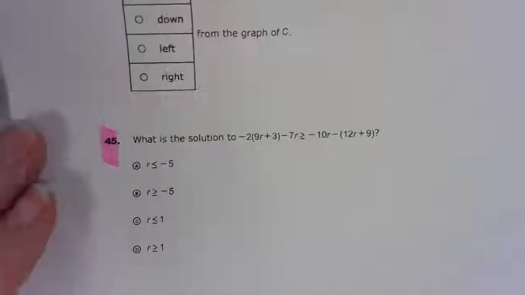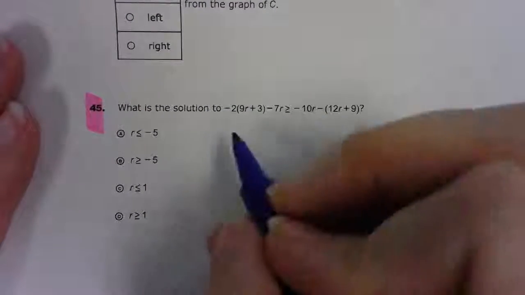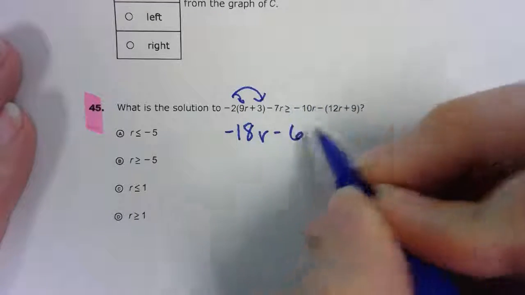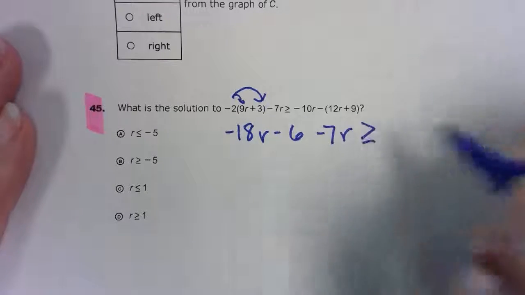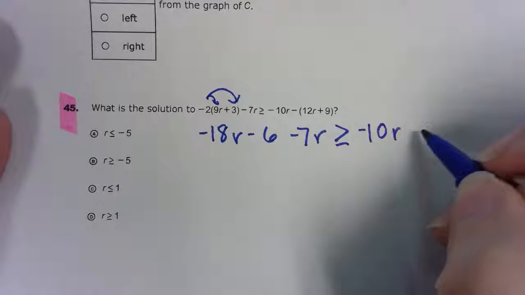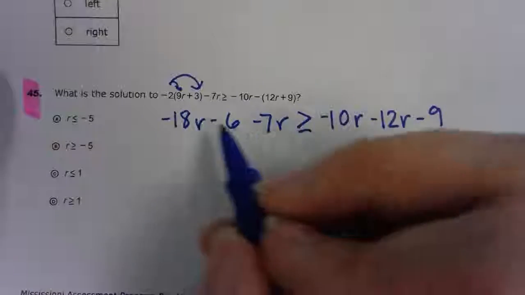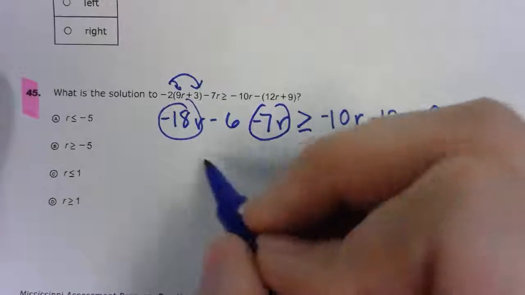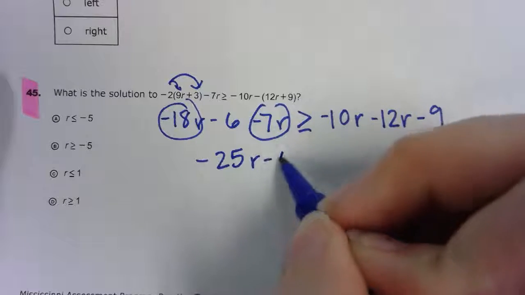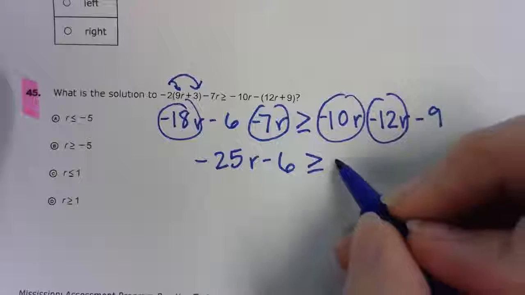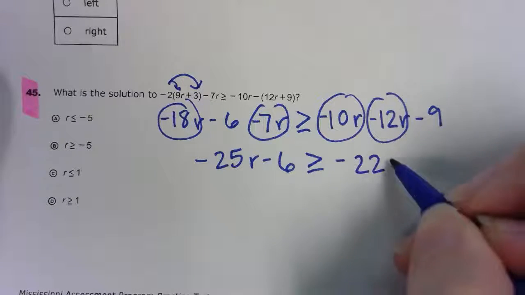Okay, the next one is question 45. What is the solution to this? So if we solve this, we have negative 18r. We distribute that negative 2. Minus 6 minus 7r is greater than or equal to negative 10r minus 12r minus 9. So then I'm combining like terms. Negative 18 minus 7 is negative 25. R minus 6 is greater than or equal to negative 10 minus 12, negative 22R minus 9.